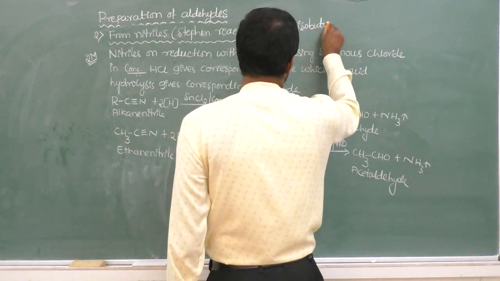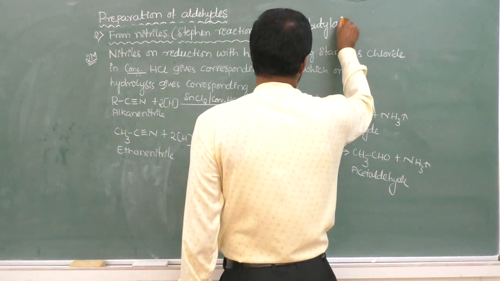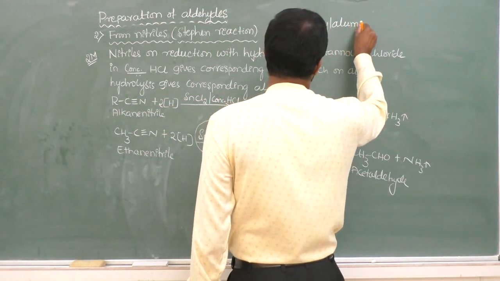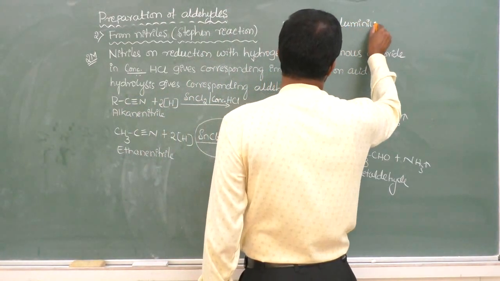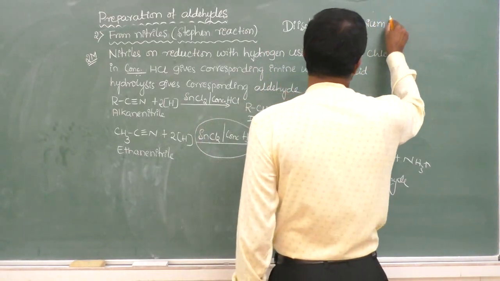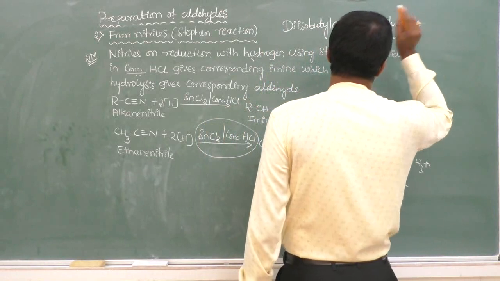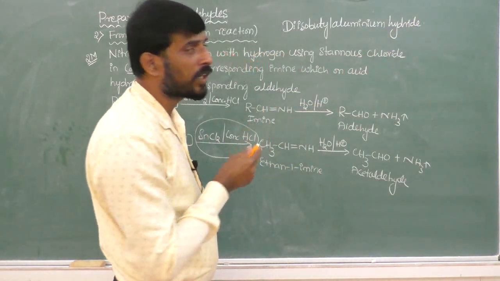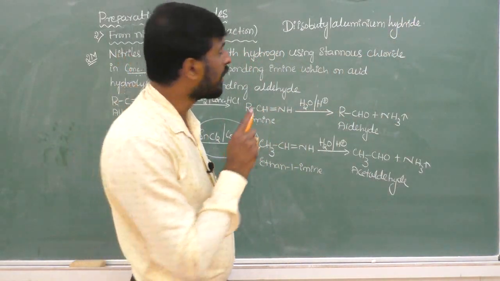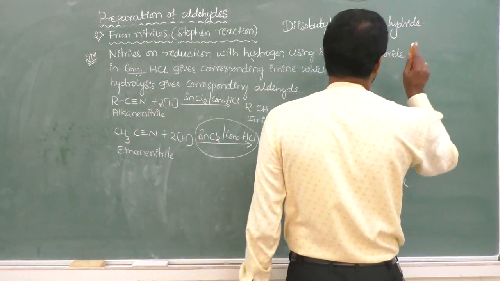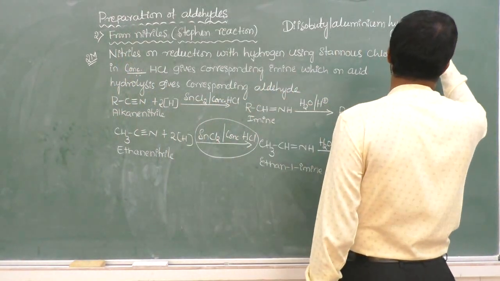Diisobutyl aluminium hydride. So from here onwards, I will call this diisobutyl aluminium hydride as DIBAL-H.